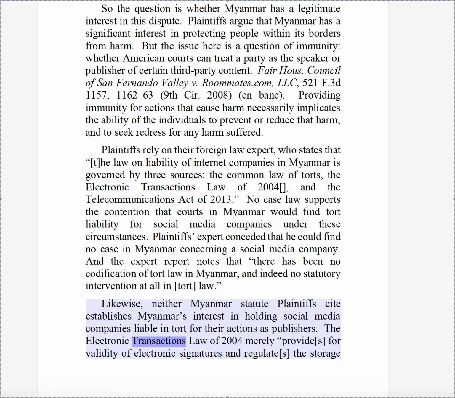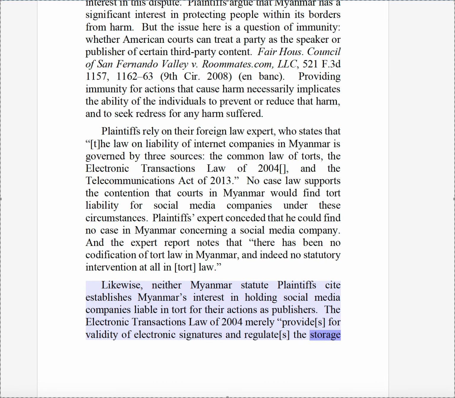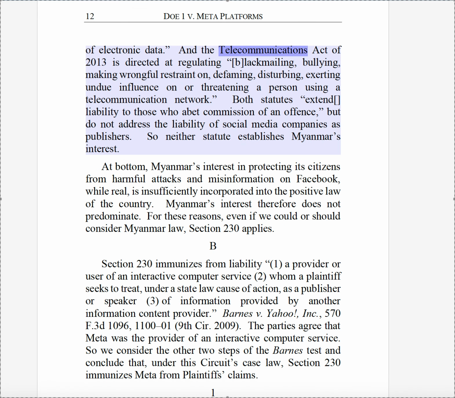The Electronic Transactions Law of 2004 merely provides for validity of electronic signatures and regulates the storage of electronic data, and the Telecommunications Act of 2013 is directed at regulating blackmailing, bullying, making wrongful restraint on, defaming, disturbing, exerting undue influence on or threatening a person using a telecommunication network. Both statutes extend liability to those who abet commission of an offense, but do not address the liability of social media companies as publishers, so neither statute establishes Myanmar's interest.